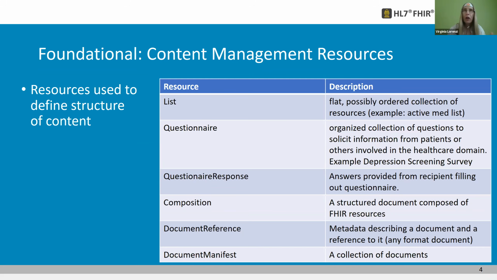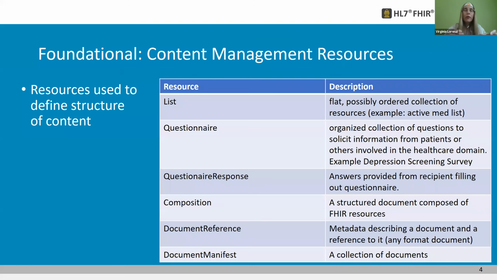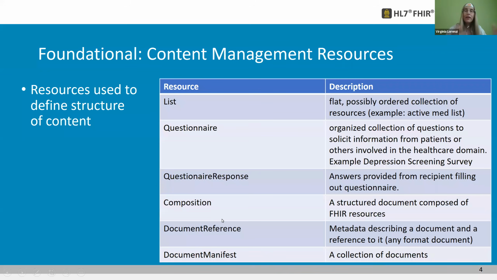We have 3 resources that help us with documents. The composition resource is for a document that is composed completely of FHIR resources, and you specify that structure. And then in addition to the composition resource, there's the document reference resource, which has metadata about documents, but doesn't actually contain the document in the FHIR format. It could be maybe in a PDF format or something. And then there's document manifest, which is just a collection of documents.